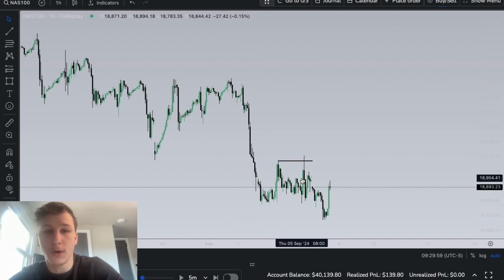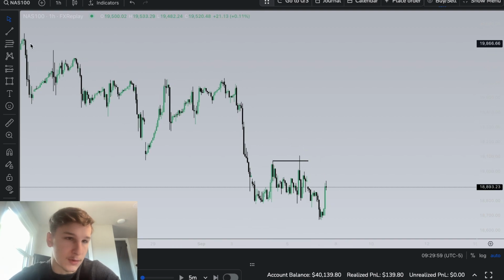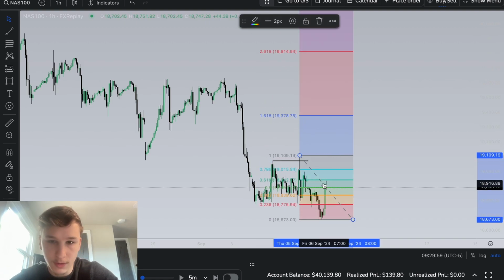So by default, without even looking at the daily chart right now, my best bet would be looking for sells here on this day, because we take our fib. Okay, we retrace back up into half of Thursday's daily range.